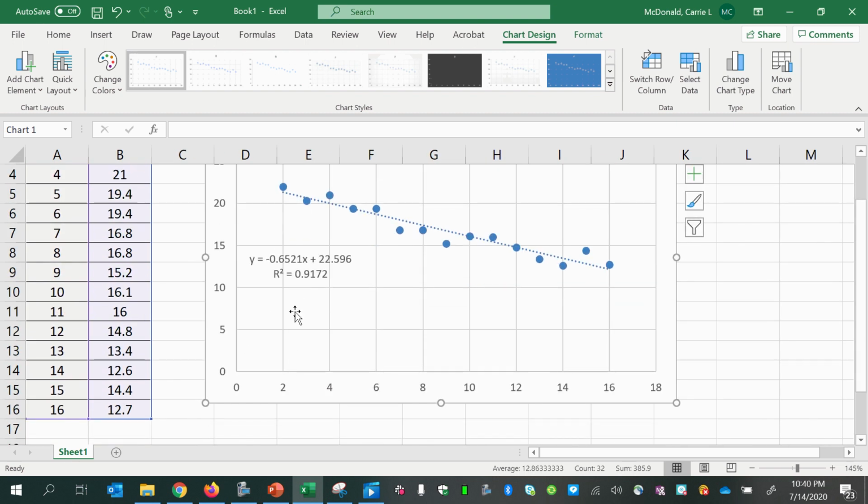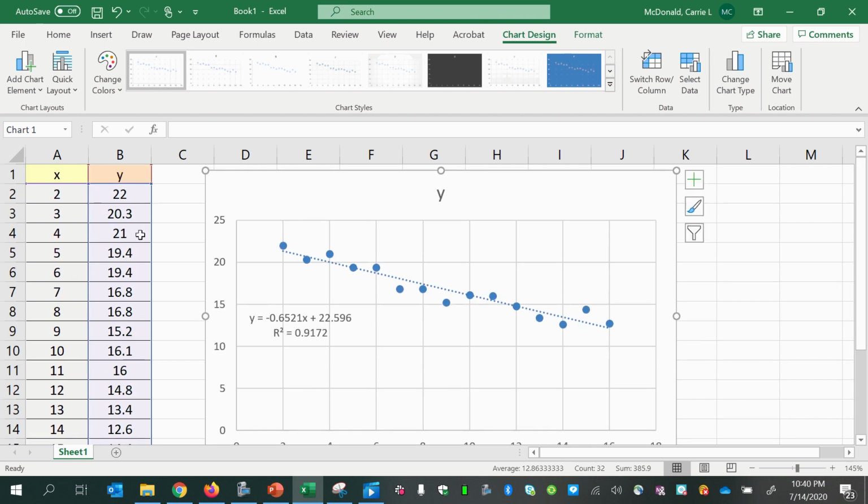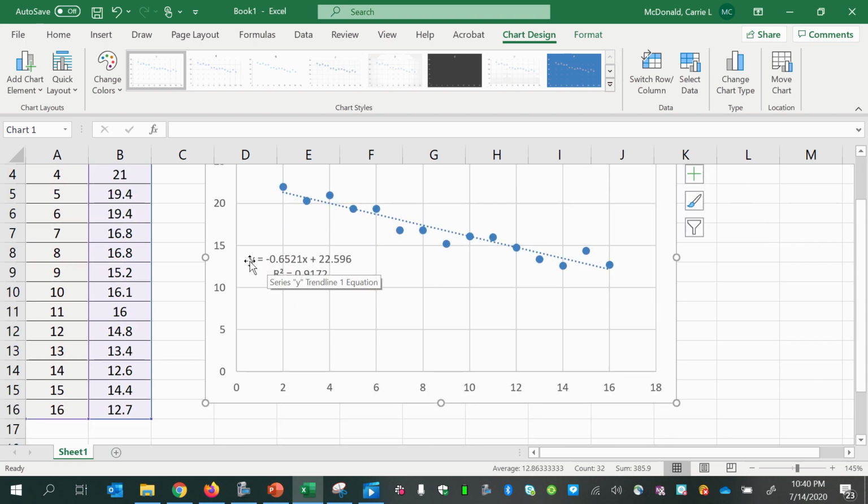Okay, now we can see that the r-squared value is pretty high. We can read that as a percentage and say that about 91.72% of the variation in the y values can be explained by the x values. We can also see the regression equation that has a negative slope.